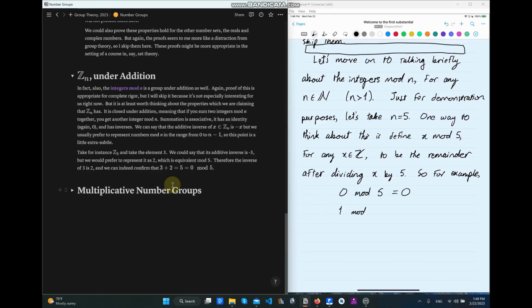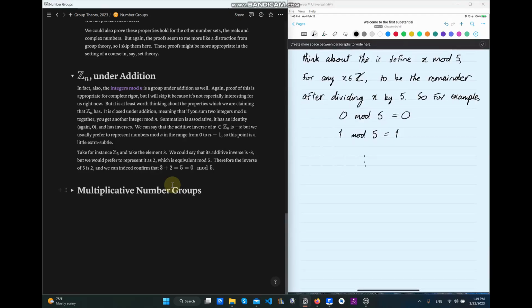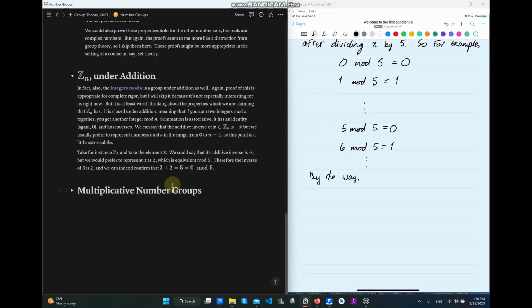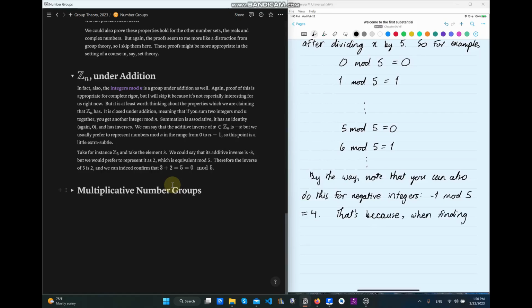So for example, 0 mod 5 is equal to 0, 1 mod 5 is equal to 1, and so on. We can eventually get down to 5 mod 5, which is equal to 0, and 6 mod 5, which is 1. By the way, note that you can also do this for negative integers. Negative 1 mod 5 is equal to 4.